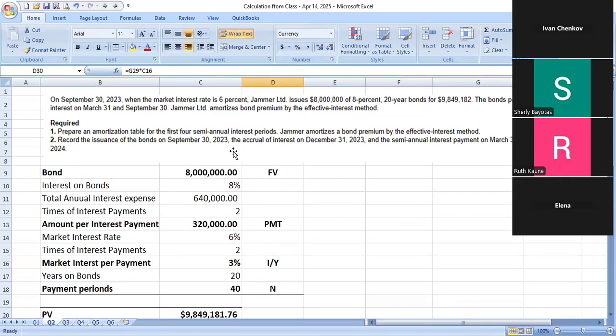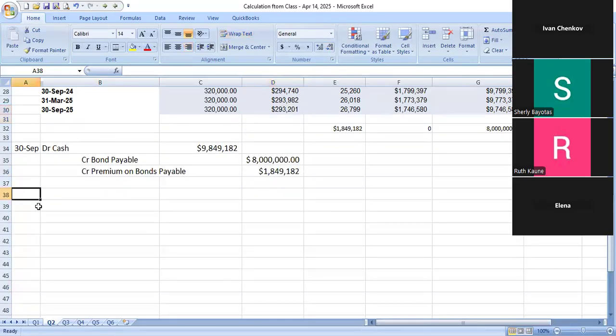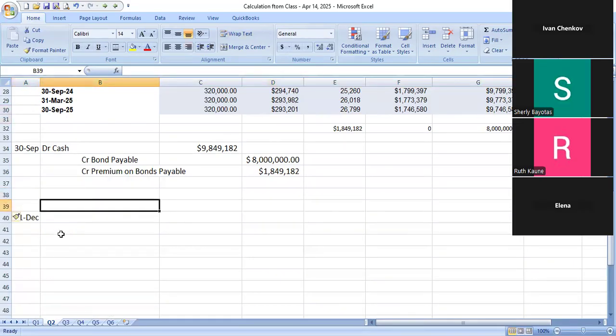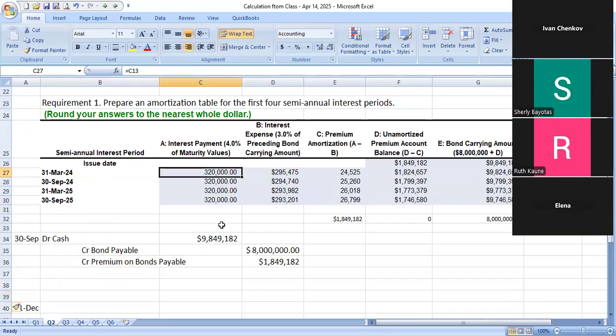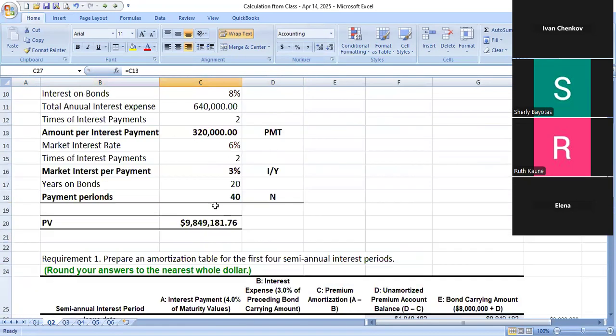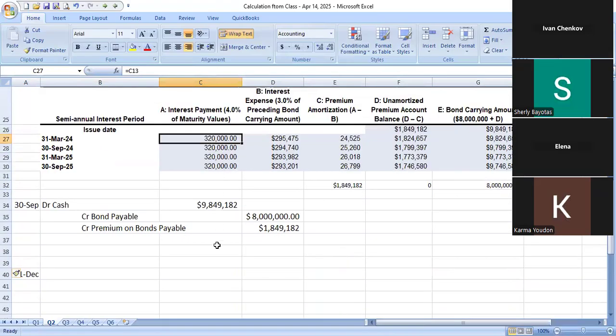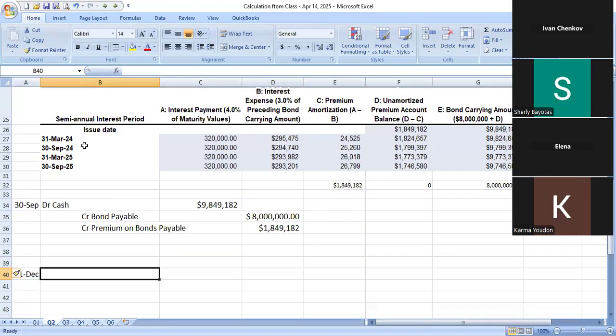The next thing that we have to do is the accrual of the interest on December 31st. So now December 31st comes. How many months do we have from September 30th to December 31st? 3 months. So for how many months is this interest that we pay? If you pay twice a year, how many months do we pay interest for? 6 months. So if we have 3 months only outstanding, that's right in the middle, correct? Make sense? Yeah.